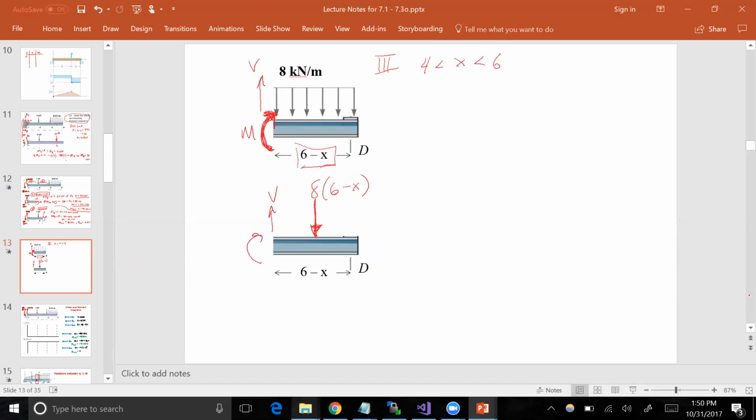And how far is that thing from, say, D? That distance here is going to be what? Well, if the base of that thing is 6 minus x, why is it 6 minus x, you ask? Because this is x, right? And the length of the beam is what? No, what is the length of the beam? 6.